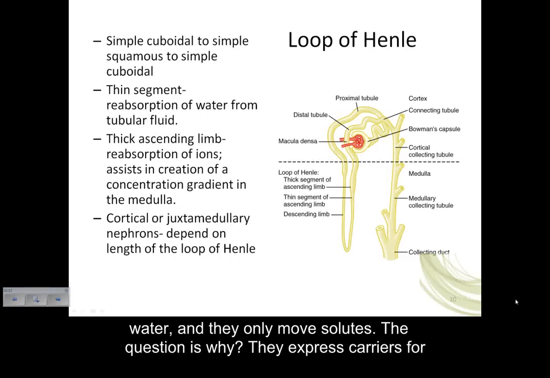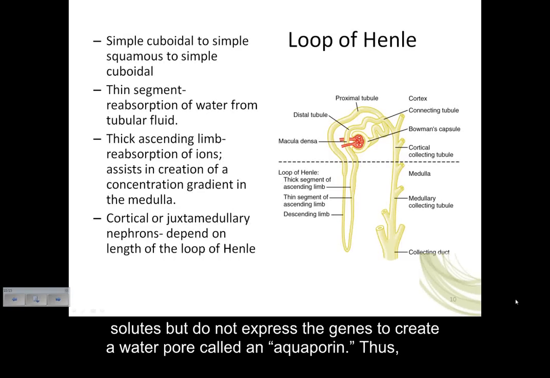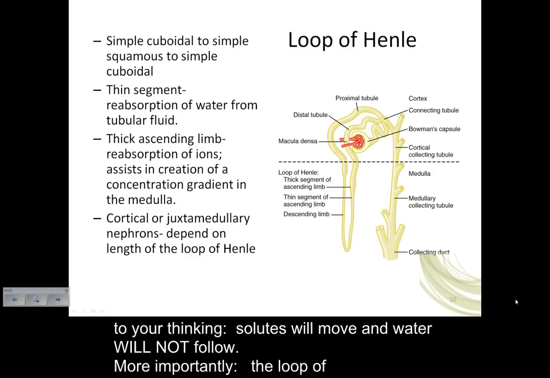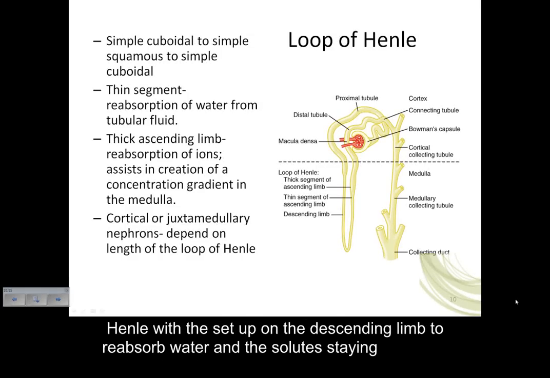On the thick ascending limb, now the cells are impermeable to water, and they only move solutes. The question is why? They express carriers for solutes but do not express the genes to create a water pore called an aquaporin. Thus, they will not be permeable to water. This area creates a rare event that may be foreign to your thinking. Solutes will move and water will not follow.